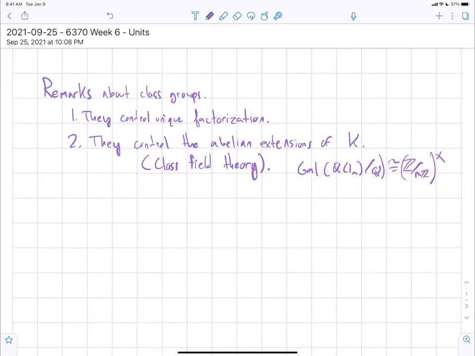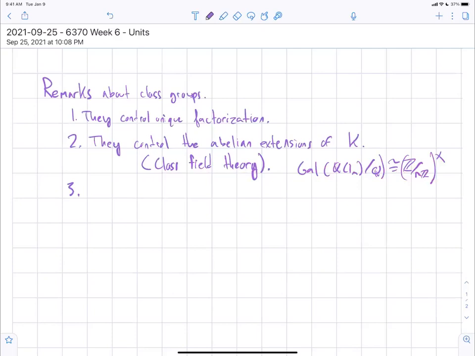Okay, so look at this. That's another reason we care about them quite a bit. For me, that's the main reason I care about them. But there are lots of different reasons different number theorists have to care. Okay, so that's another reason to care.